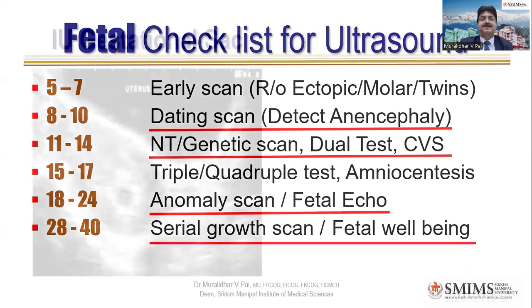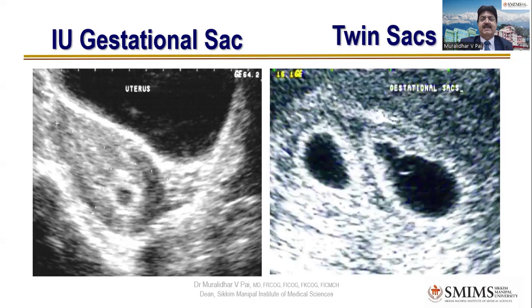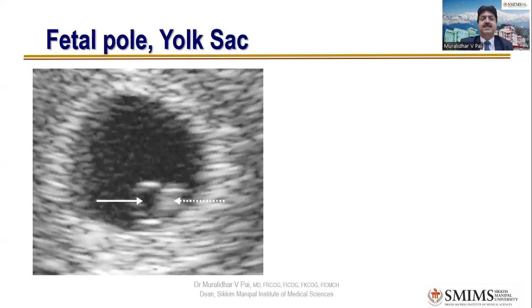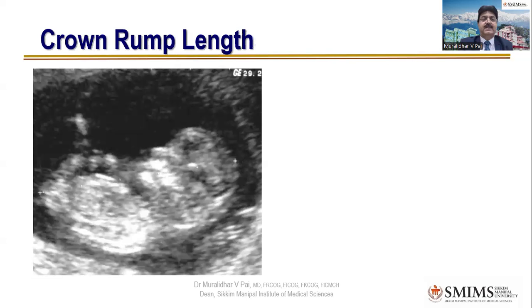Serial growth scan. So I'll just show quickly some of the pictures that you can see. Early gestational sac, what you can see, and a twin sac. And here is a fetal pole and a yolk sac. Yolk sac should not be big or it should not be remaining after 9 weeks. Fetal pole, you can easily make out the pulsations as early as 42 days. And the crown rump length is the best estimation of gestational age, done around 8 to 10 weeks.